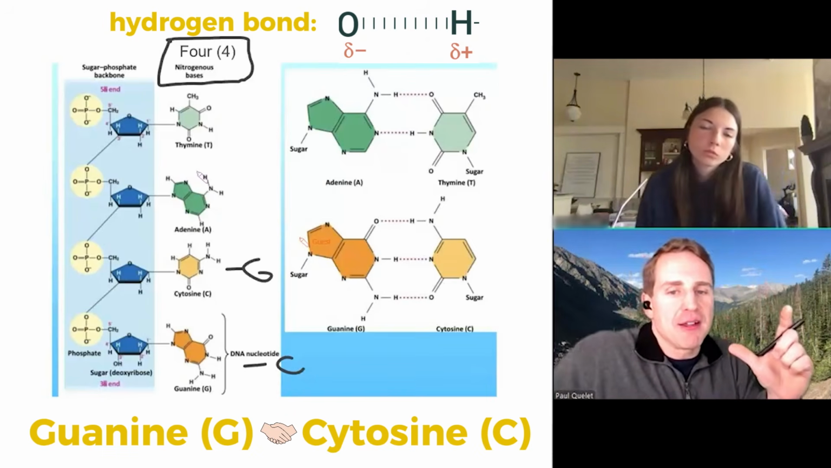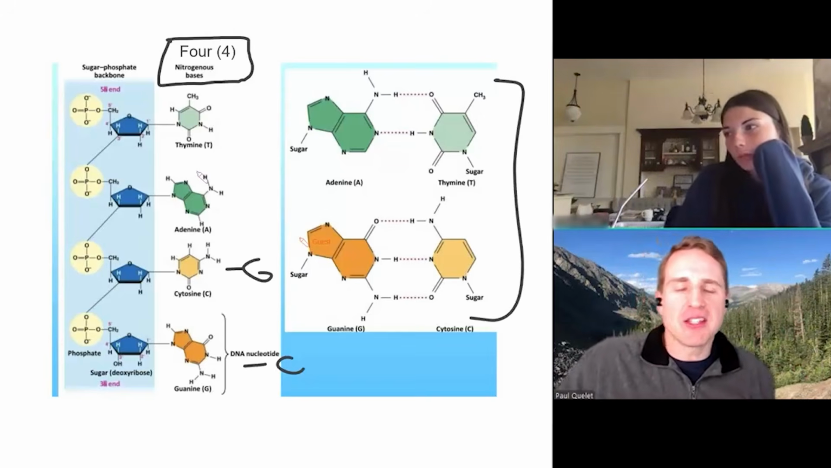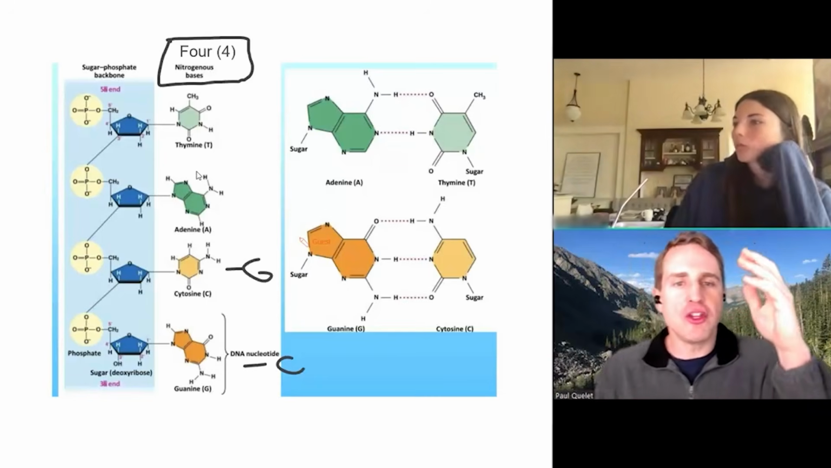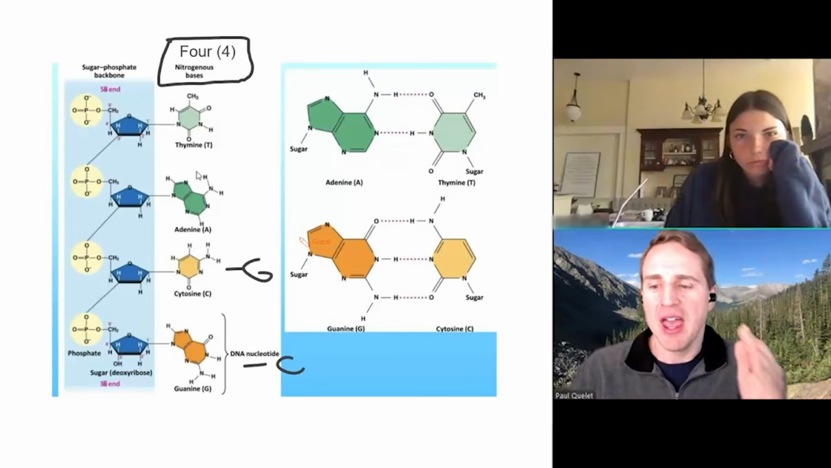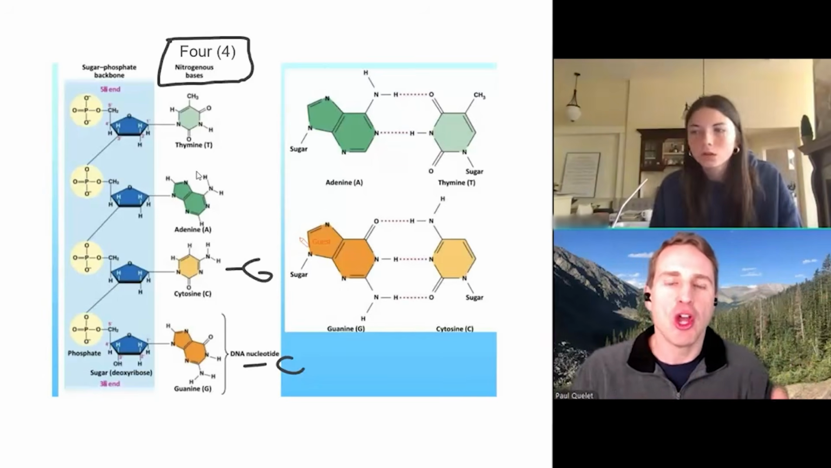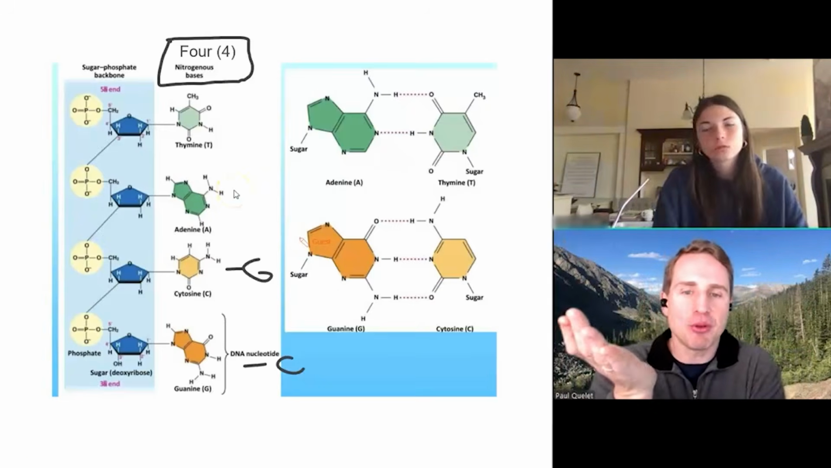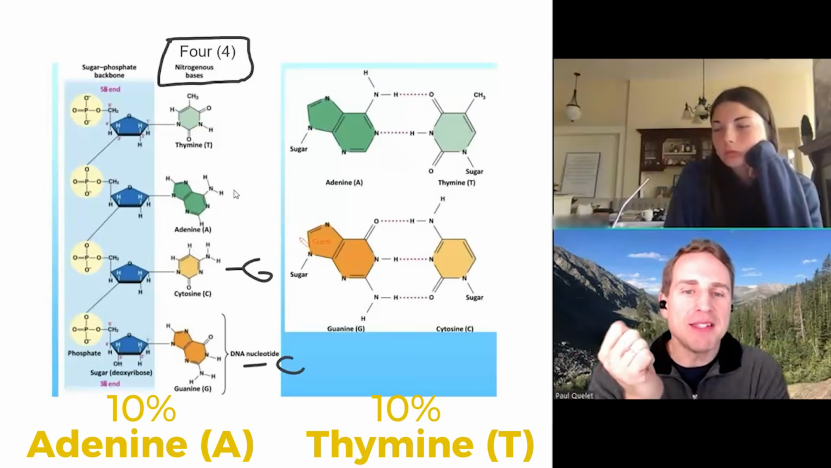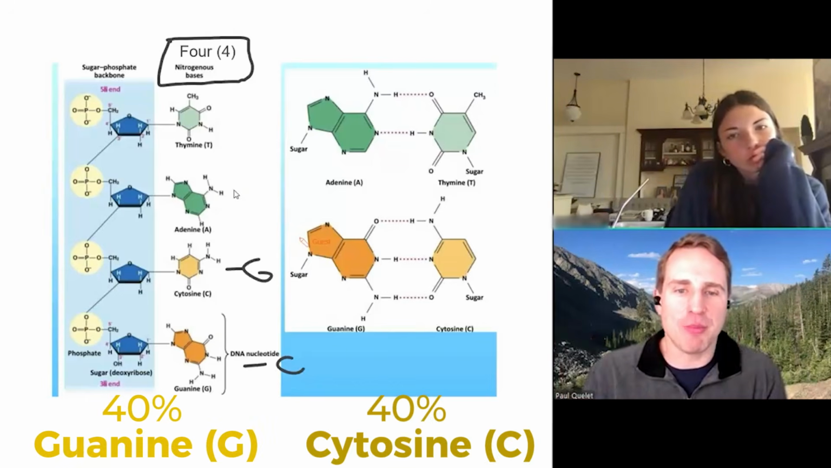Here's what's interesting. What we find is not all of these occur in equal numbers. So in other words, you don't necessarily have 50% adenine thymine bridges and 50% guanine cytosine. You may have more than the other. But here's what's interesting. If 10% are adenine, then 10% would be thymine. But what that means is 40% would be guanine and 40% would be cytosine.